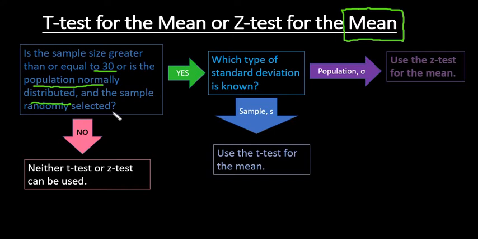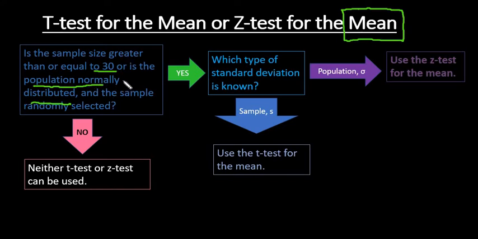You also should have a randomly selected sample. So the sample should have used some kind of random selection. If the answer to these questions right here is no, then you cannot use either the t-test or the z-test. So you would not be able to continue with those and you would have to use some other method.